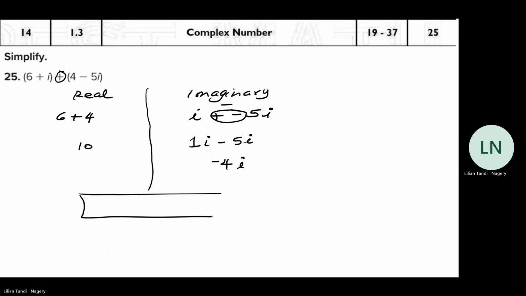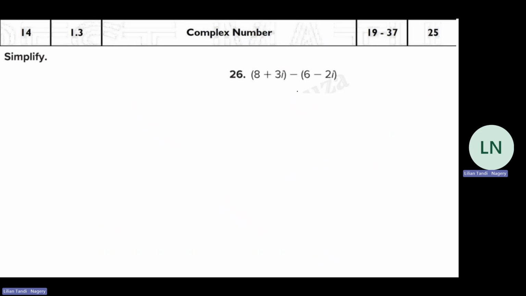Put back. So here 10 comes and this one comes. So 10 minus 4i. That's your answer. You can have it in brackets. You can leave it like that. Same thing. Okay?